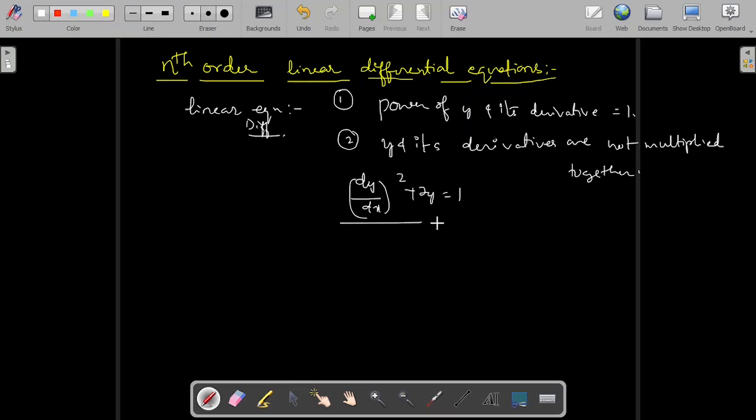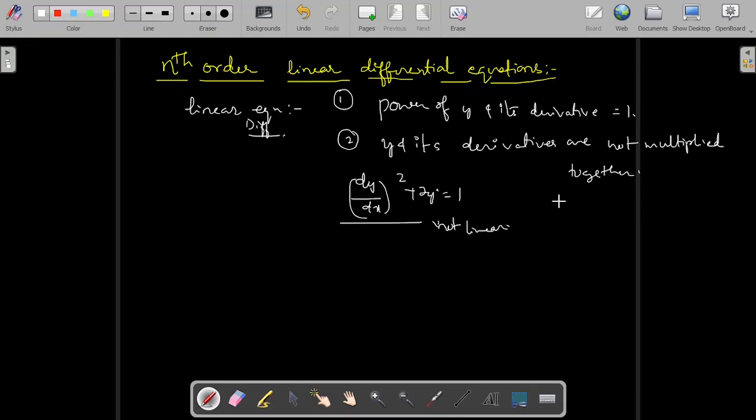So in this case, this equation is not linear. That is because the degree or power of the first order derivative is equal to 2. It should be equal to 1, whereas y as well as the derivatives. So even if you have 2y cube here, in that case also the given equation is not a linear equation.